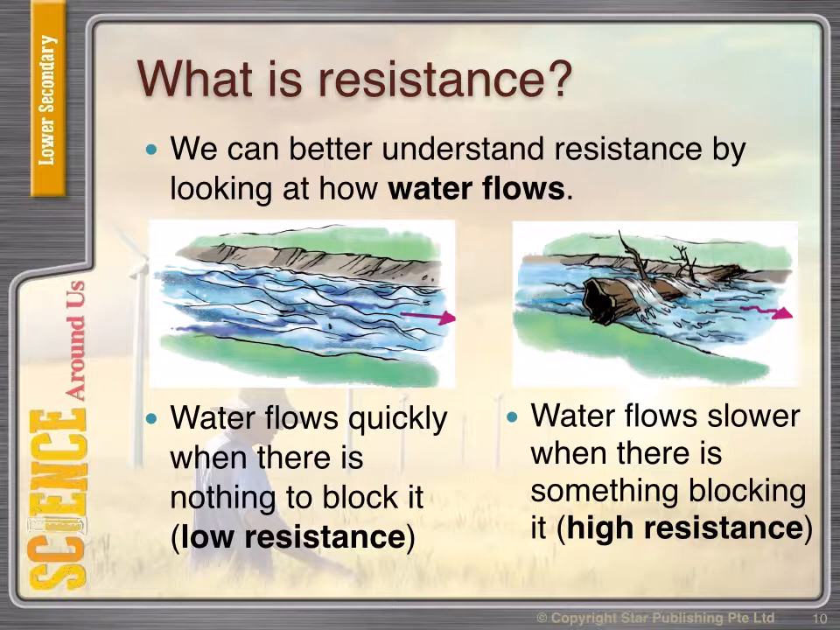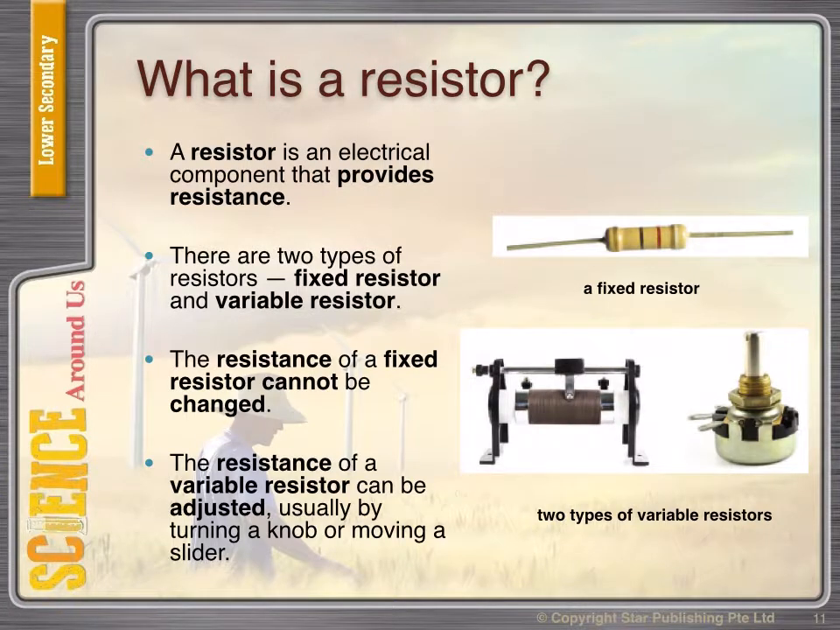But look at the second diagram on the right, there's a tree log that's blocking the flow of the water. So in this case, the water will have to flow slower when there's something blocking it. If there's something blocking it, it's called high resistance. So what exactly is this object called a resistor, which is related to resistance in electricity? A resistor is an electrical component that provides the resistance.